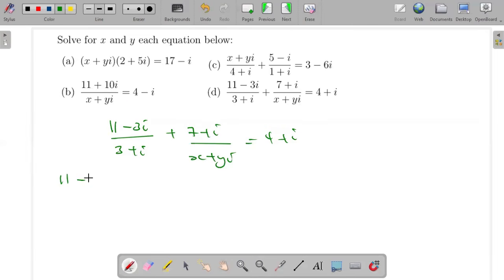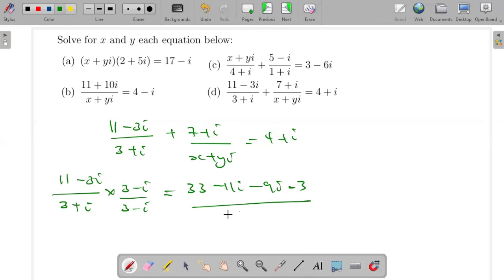So I get 11 minus 3i multiplied by the conjugate of that denominator. I have that's 3 minus i over 3 minus i. That is 33. Then I multiply that 11, get 11i, that there I get 9i, and then that there is just going to give me negative 3. Then over 3 squared is 9 plus 1, and then this gives me 30 minus 20i over 10, which just simplifies to 3 minus 2i.